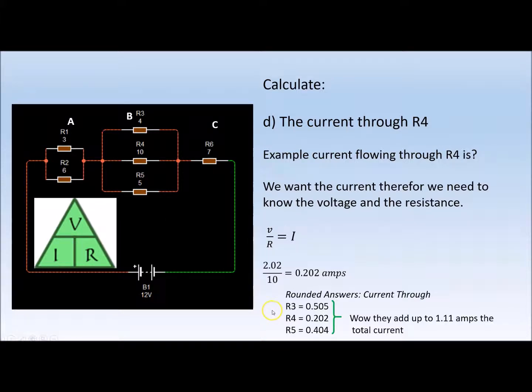Just to confirm that my maths was correct, I did the same calculation again, but changed the resistance value for R3 and R5, and these were the results that I got. The reason I did that was to confirm that the total current these all added up to matched the total current that I'd calculated earlier. As you can see, as the resistance increases, the current flow through that component drops. R3 has the lowest resistance, so it has the highest current flow. R4 has the highest resistance, but the lowest current flow through it.